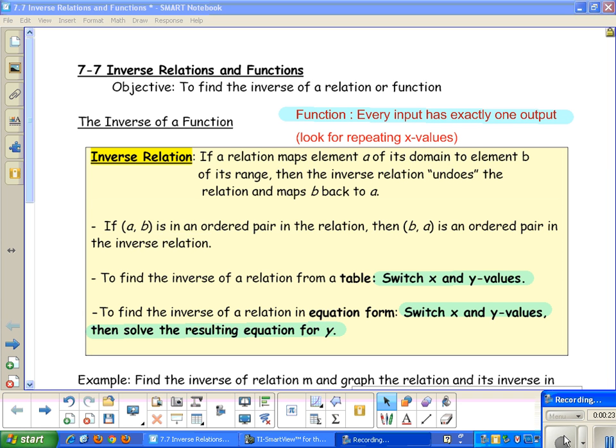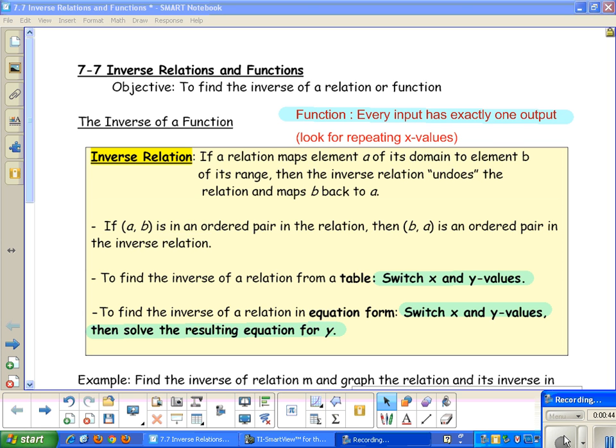If a relation maps an element A of its domain to an element B of its range, and remember domain is your x values, range is your y values, then the inverse relation undoes the relation and maps B back onto A. So what does that mean? It means if (A, B) is an ordered pair in the relation, then (B, A) is an ordered pair in the inverse relation.